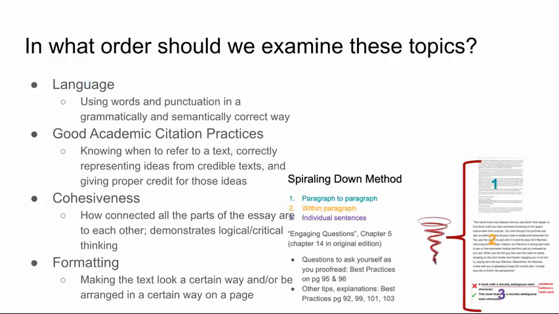We're going to be reviewing some ideas from the slides, writing paper 1 slides. But first, I want to think about what order we should examine these topics. So we have this idea of a spiraling down method, where you start big and you go small. I've given some definitions of the different categories and what it means when I say, okay, you're graded for language. What does that mean? That means that you are using words and punctuation in a grammatically and semantically correct way. What does semantic mean?